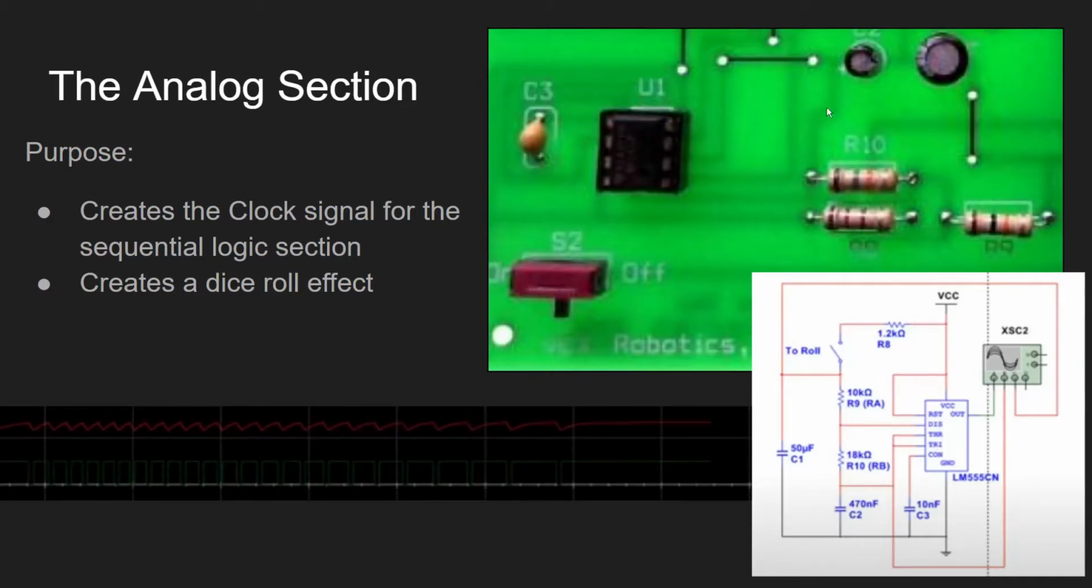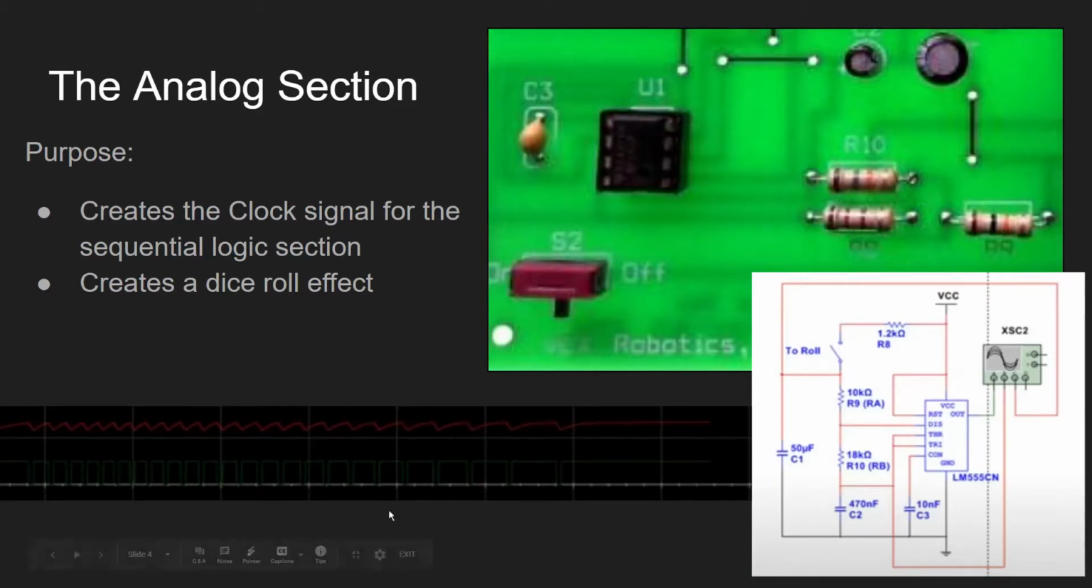Creates the clock signal for the sequential logic section, and it also creates a dice roll effect as it's toggling the output of the sequential logic section. And also an interesting thing about it, the part that makes it random, is that it produces this analog wave, and when you let go of the button, you'll notice that the wave starts getting longer and longer, and I think that happens about here-ish. These are pretty close together, and then right here-ish, you see it gets longer and longer.